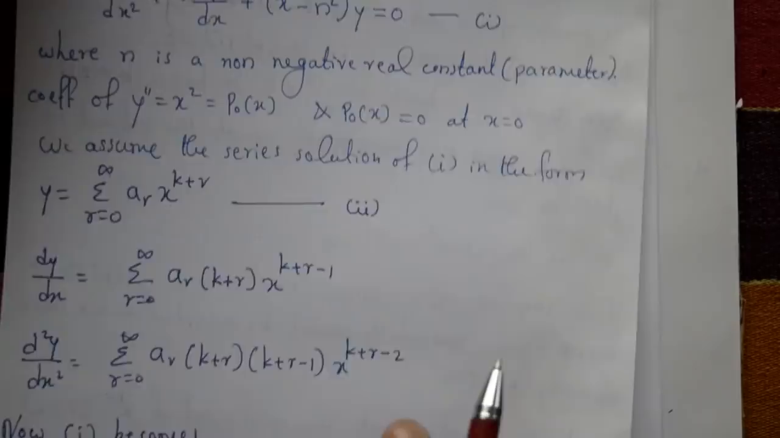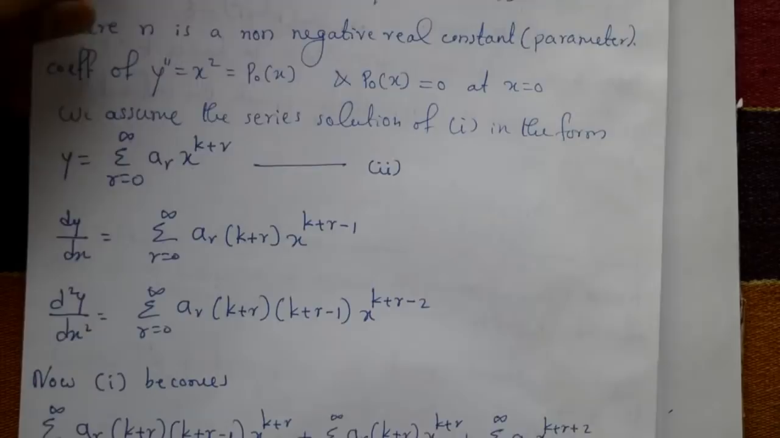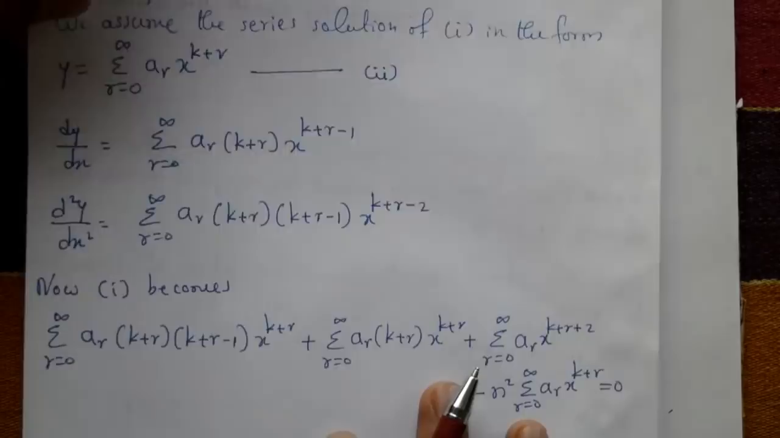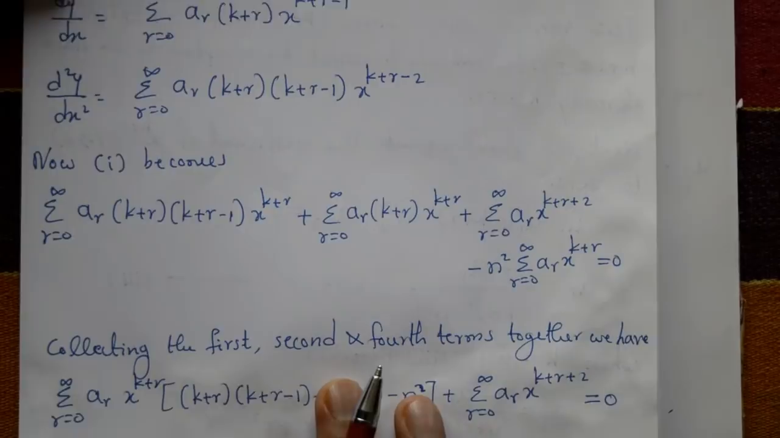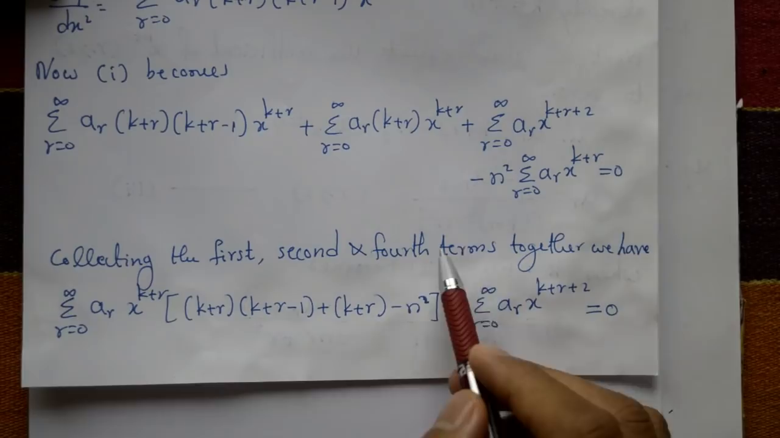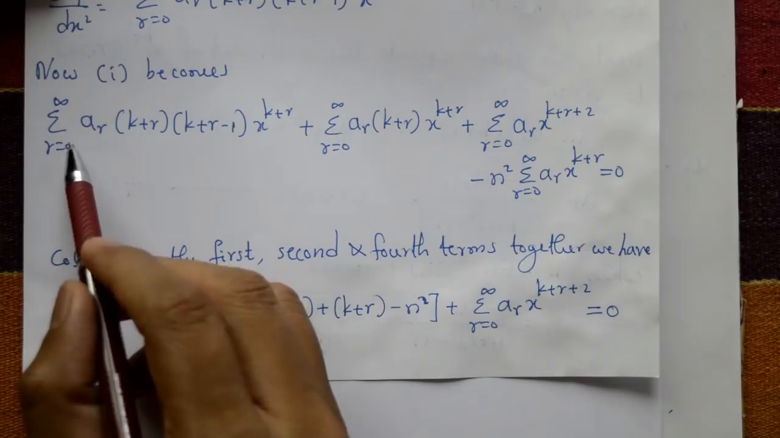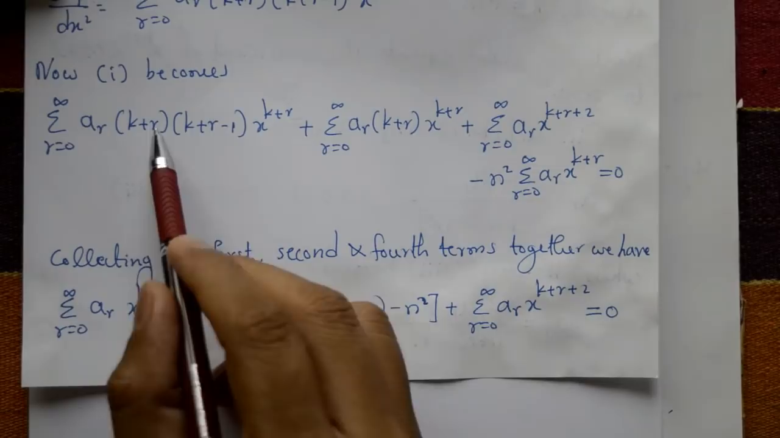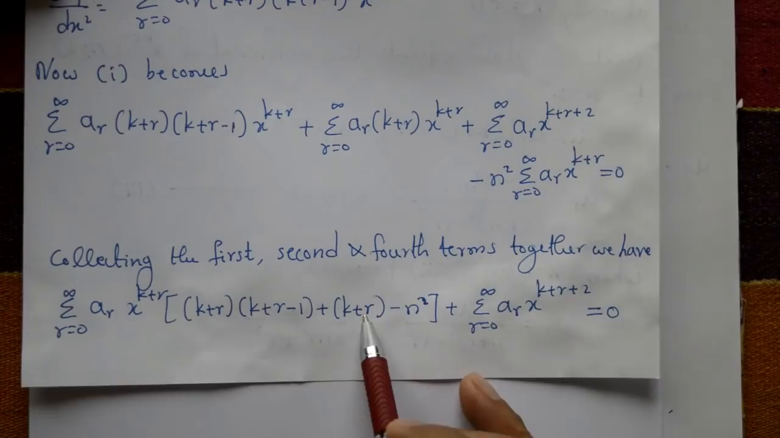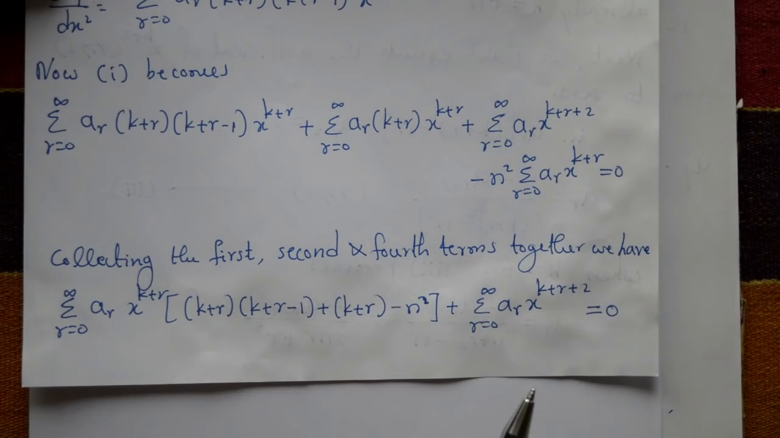And minus n² into y. Y is this summation from equation number 2, summation r is 0 to infinity a_r x^(k+r), equal to 0. Okay, now collecting the first, second and fourth terms together, taking common the summation r is 0 to infinity a_r x^(k+r), inside we have (k+r)(k+r−1) + (k+r) − n². Now this third term is as it is, equal to 0.